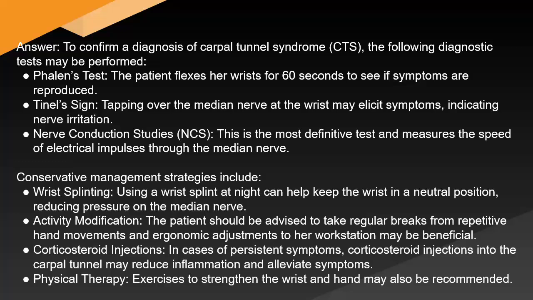Wrist splinting. Using a wrist splint at night can help keep the wrist in a neutral position, reducing pressure on the median nerve. Activity modification. The patient should be advised to take regular breaks from repetitive hand movements, and ergonomic adjustments to her workstation may be beneficial. Corticosteroid injections. In cases of persistent symptoms, corticosteroid injections into the carpal tunnel may reduce inflammation and alleviate symptoms. Physical therapy. Exercises to strengthen the wrist and hand may also be recommended.